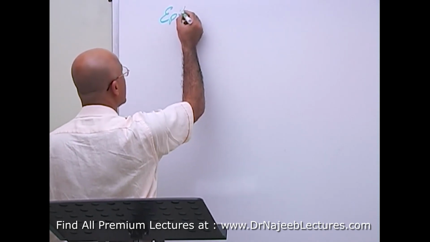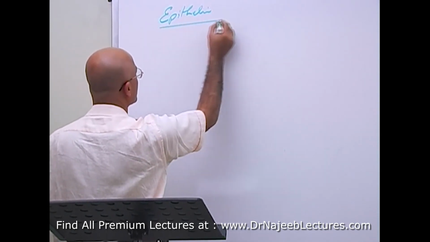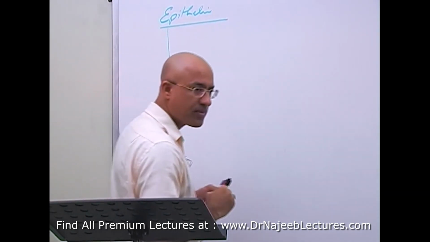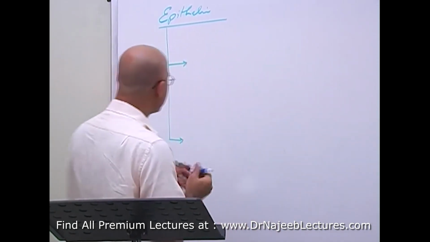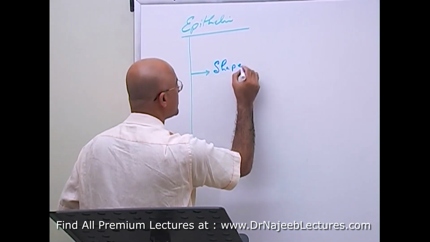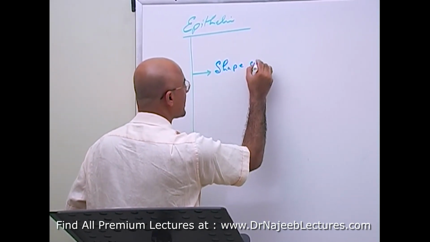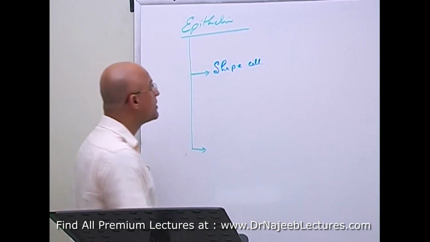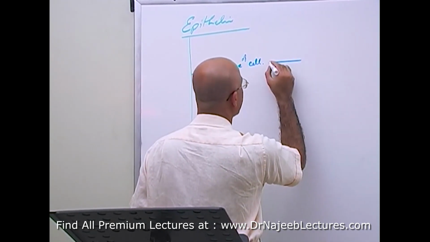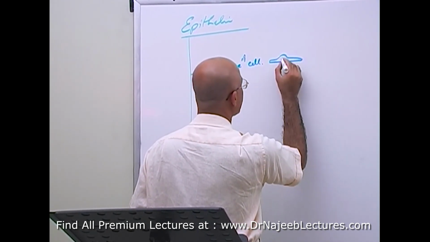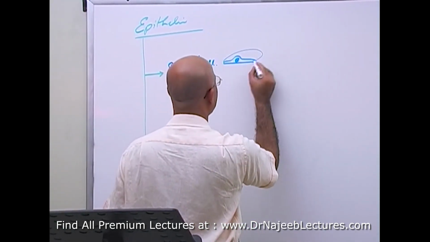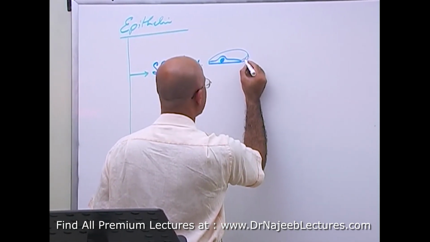We are classifying epithelia. Now, to classify epithelia, basically it is on two basic criteria. Number one, what is the shape of cells? Shape of epithelial cells, right? For example, some cells in epithelial lining are flat cells with a central nucleus. Is that right?